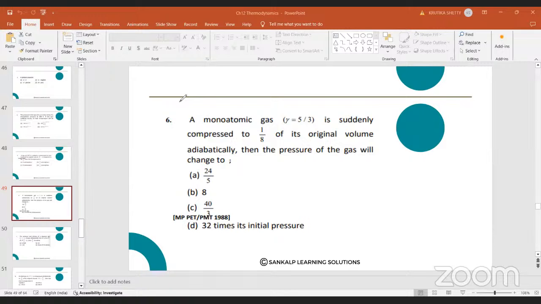A monoatomic gas, gamma is equal to 5 by 3, is suddenly compressed to 1 by 8 of its initial volume adiabatically. Then the pressure of the gas. So it is almost similar to your previous question. You can try it, students. Yes. What about others? It is the correct answer.